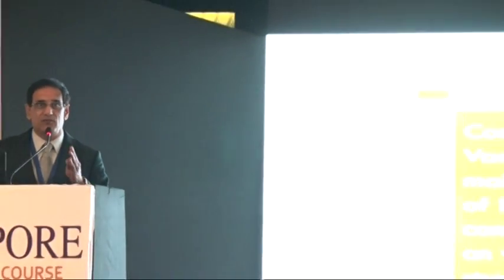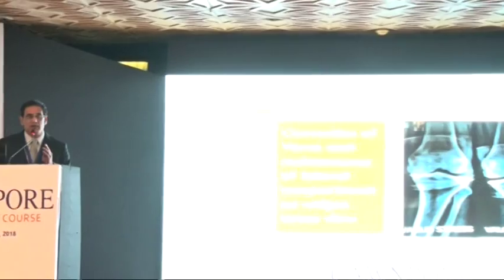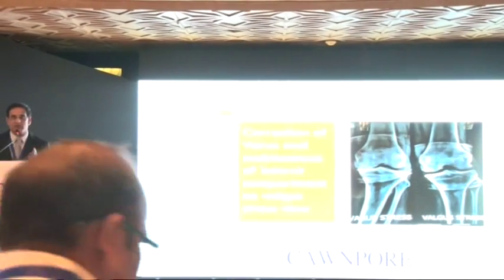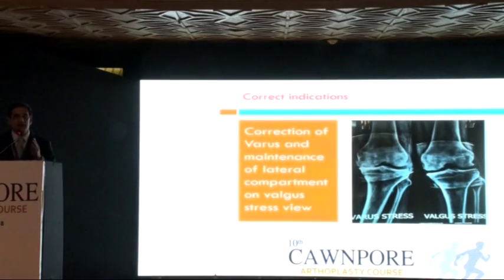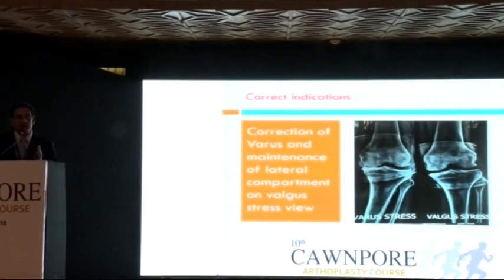So what are the correct indications? As you can see in this X-ray, varus stress view, valgus stress view. The varus stress view has to show bone-to-bone contact on the medial side. That is absolutely sine qua non for Oxford replacement. And on the valgus stress X-ray, there should be complete correction of the deformity.